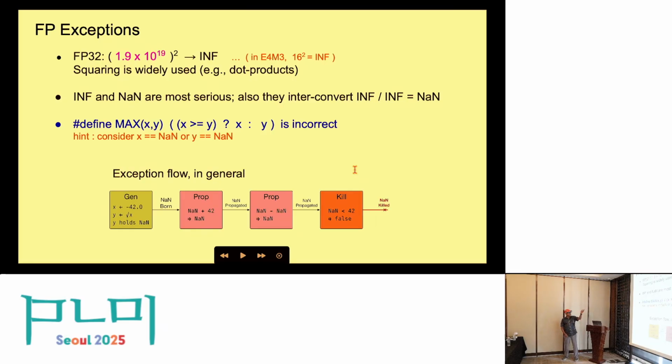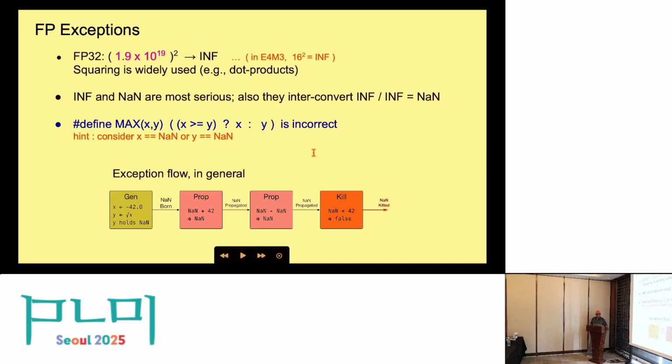It is very easy to see that even when you do a dot product, you run out of range. Even for FP32, 1.9 × 10^19 squared runs out of range. So it is very easy to get infinity values even for the familiar FP32, and even fewer values are needed for FP16, where 16 squared is out. Infinity and NaNs are the most serious. We'll not look at the other floating point exception types.